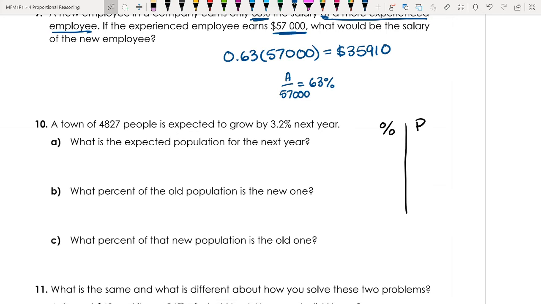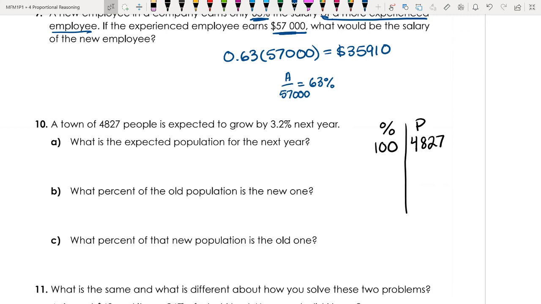Now, the original population, which is 4,827, is 100% of itself. Okay, and so that's the best way to start off. What is the basic thing you're working with that is 100% of itself? You know, when you're doing these money problems, the regular price is 100% of itself. So you would start by putting 100 here and the regular price there. Here it's a population problem. The original population is 100% of itself.